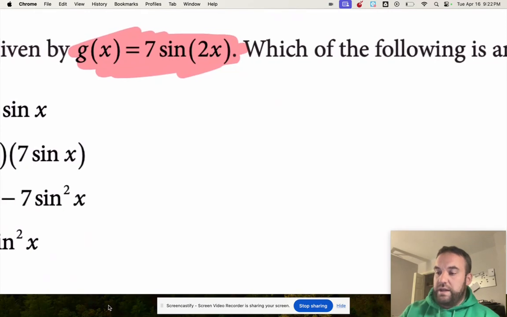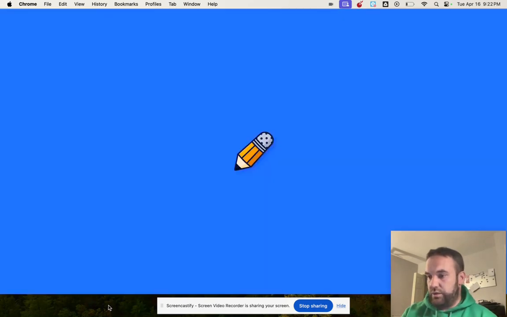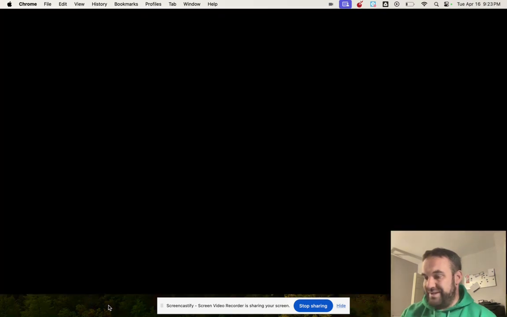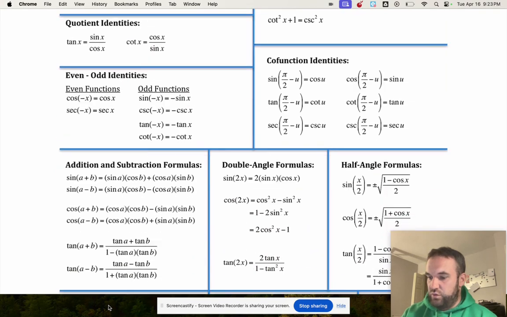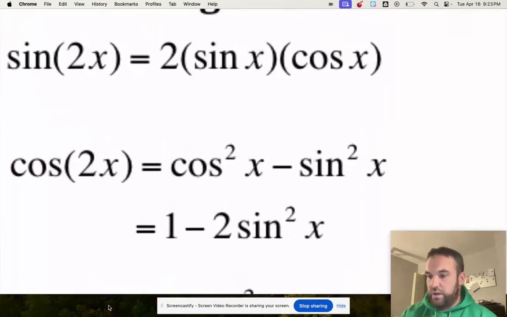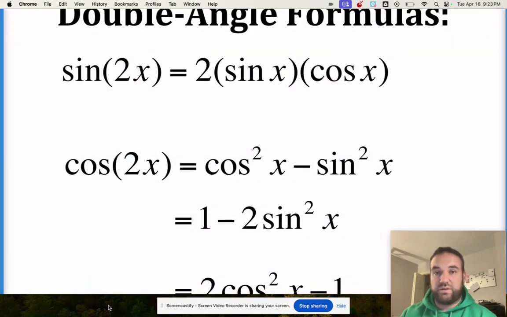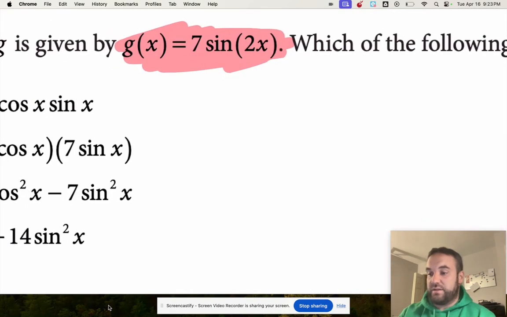I'm going to go back real quick and show the trig formula sheet. You can see on here that the sine of 2x is equal to 2 times sine times cosine of our variable. Now in this case, we have 7 times the sine of 2x. So clearly 7 is not going to be part of that formula.